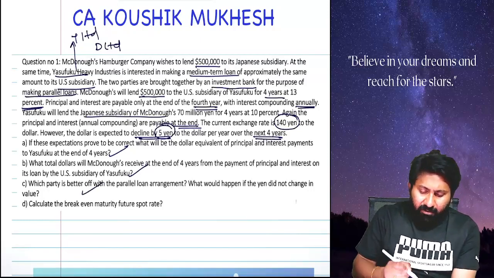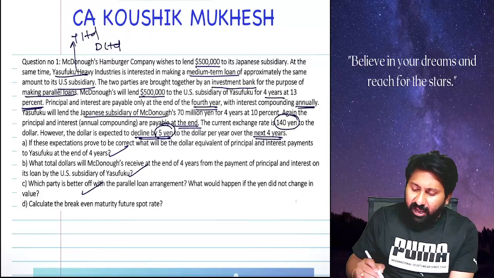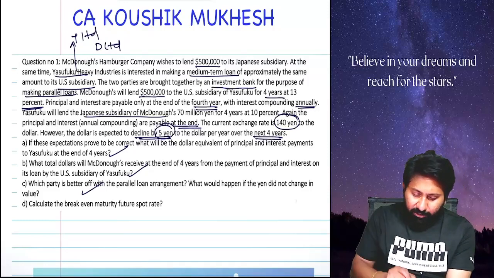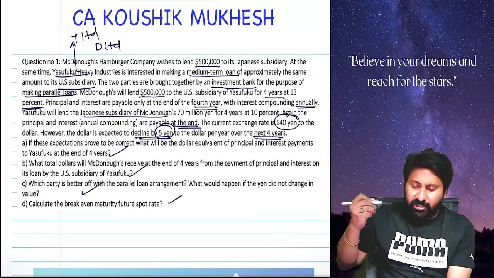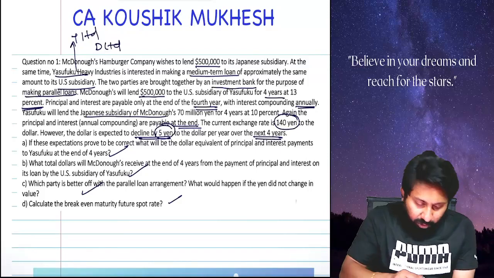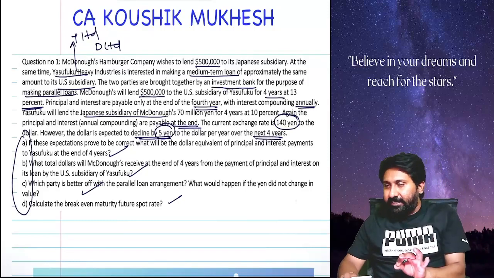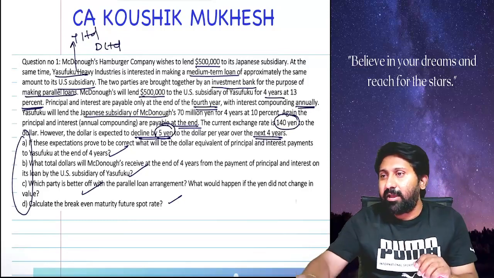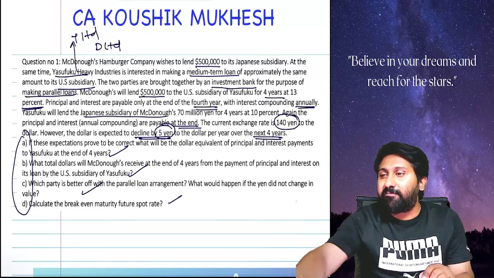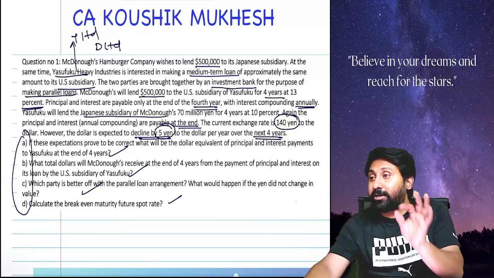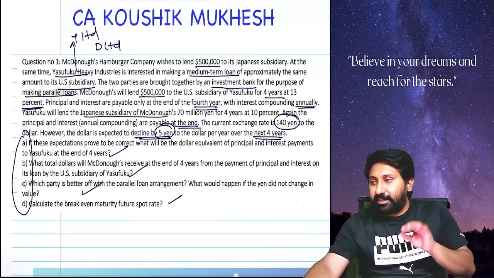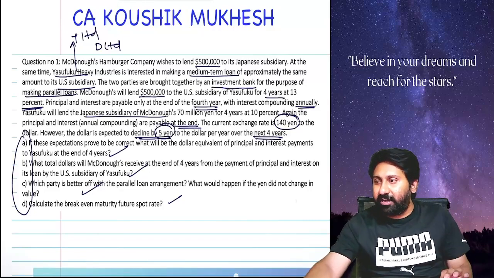Which party is better off with the parallel loan arrangement? What would happen if the yen did not change its value? Calculate the break even future spot price. These are the 4 questions that they tested on this particular area. If this comes in the exam as it is, by God's grace, it will be given at least 8 marks to 10 marks. First read the question before we start with the solution.